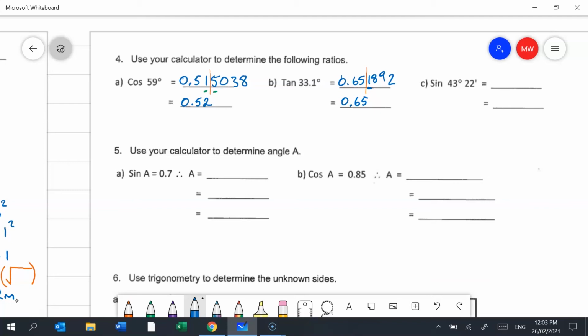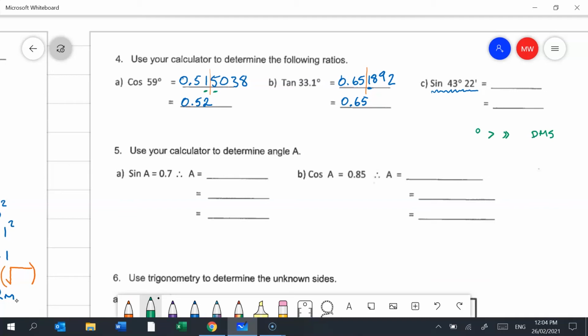And in the final one, if you haven't seen this before, this is called degrees and minutes, and you've got a special button on your calculator for this one. If you're running a Casio, it'll look like a circle, a comma, and then 2 commas. And if you are running an Abacus, you'll see a D and S button on your calculator.